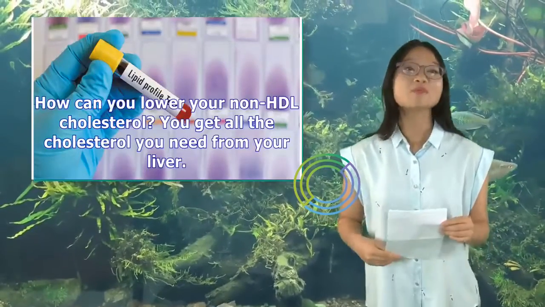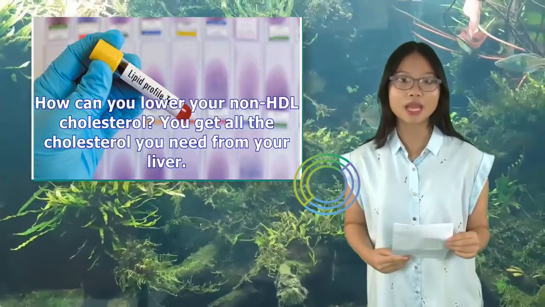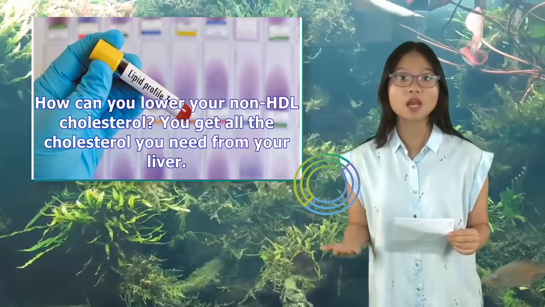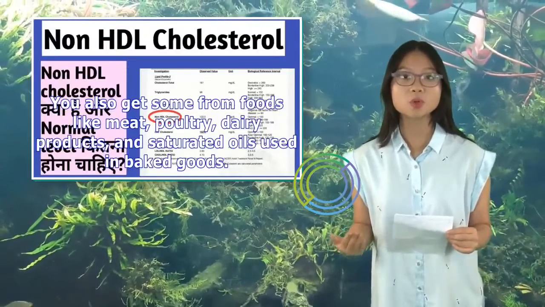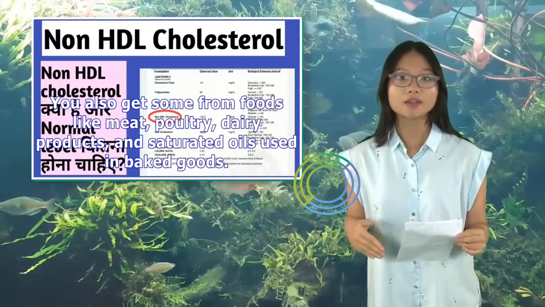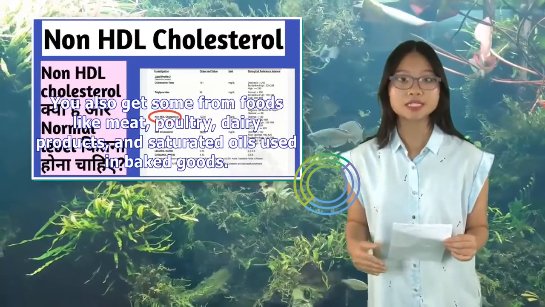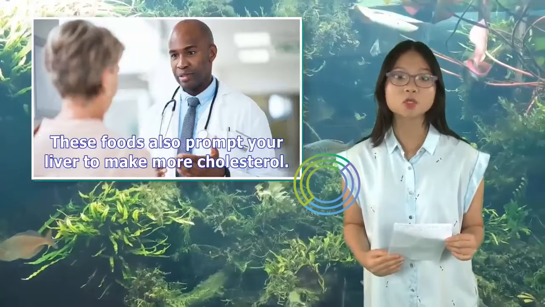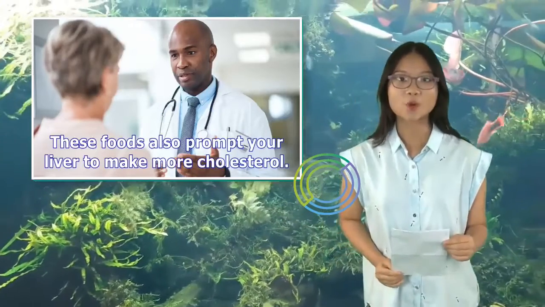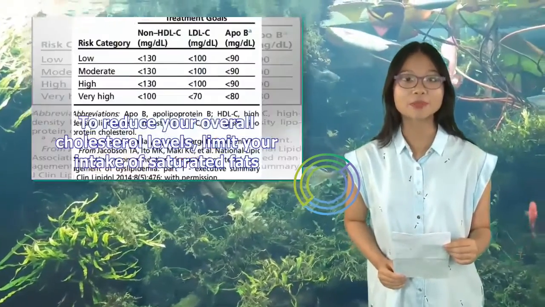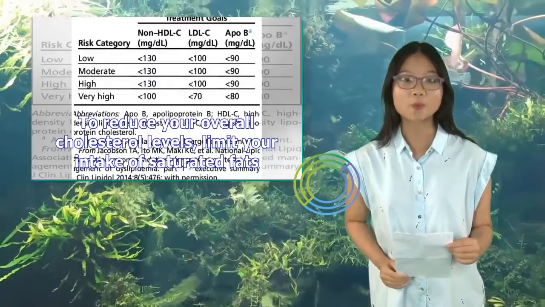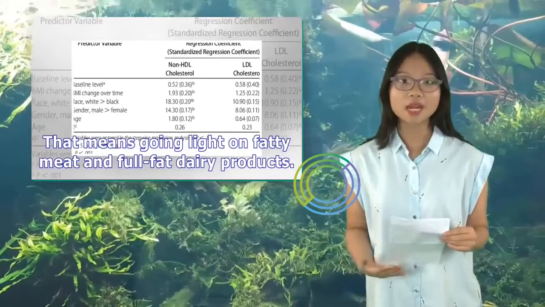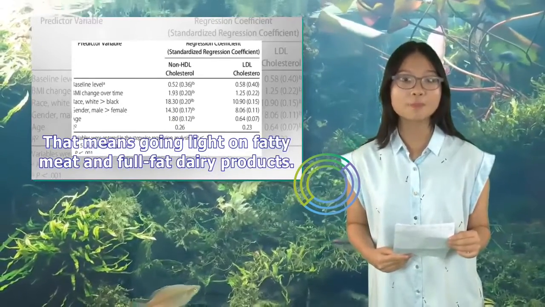How can you lower your non-HDL cholesterol? You get all the cholesterol you need from your liver. You also get some from foods like meat, poultry, dairy products, and saturated oils used in baked goods. These foods also prompt your liver to make more cholesterol. To reduce your overall cholesterol levels, limit your intake of saturated fats. That means going light on fatty meat and full-fat dairy products.